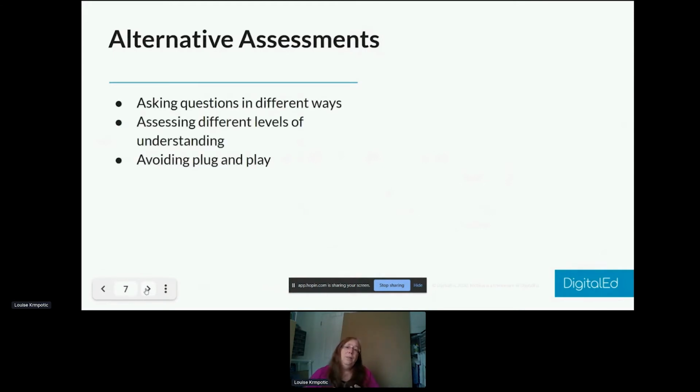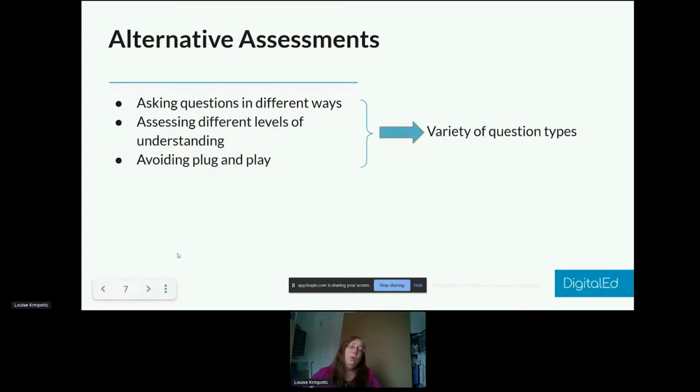So when I think about the first thing to do is really, how do you ask questions in different ways so that you can assess those different levels of understanding and really avoid plug and play? One of the things that we've found in the last year and a half is that if you ask a student a question, if they're remote and they have access to their material, their calculator, the internet, their phone, they're able to plug it in and search for it and find an answer. So what we need to do is think of other ways of asking questions that actually make them think beyond just plugging that in and getting an answer.